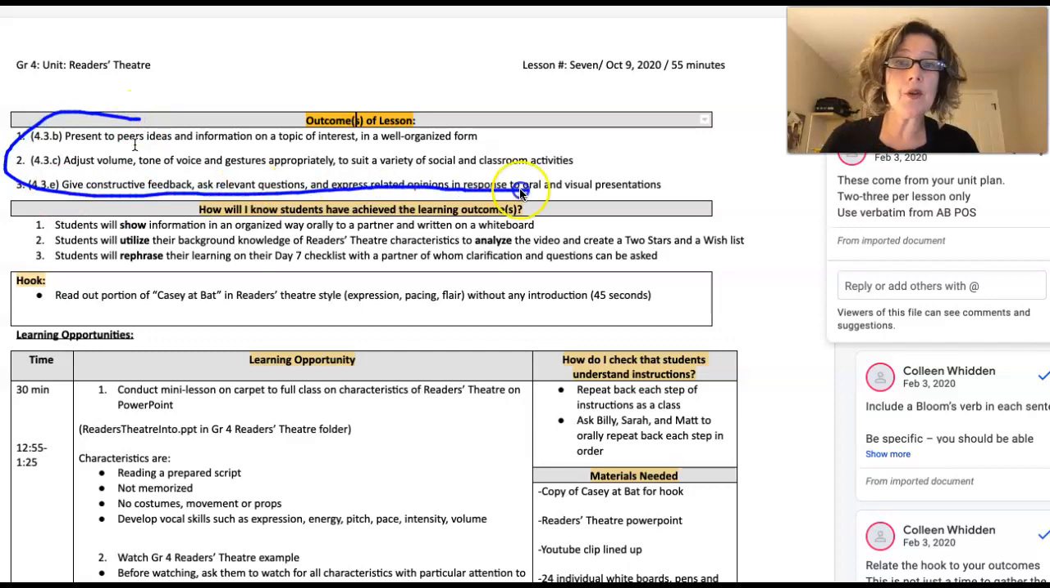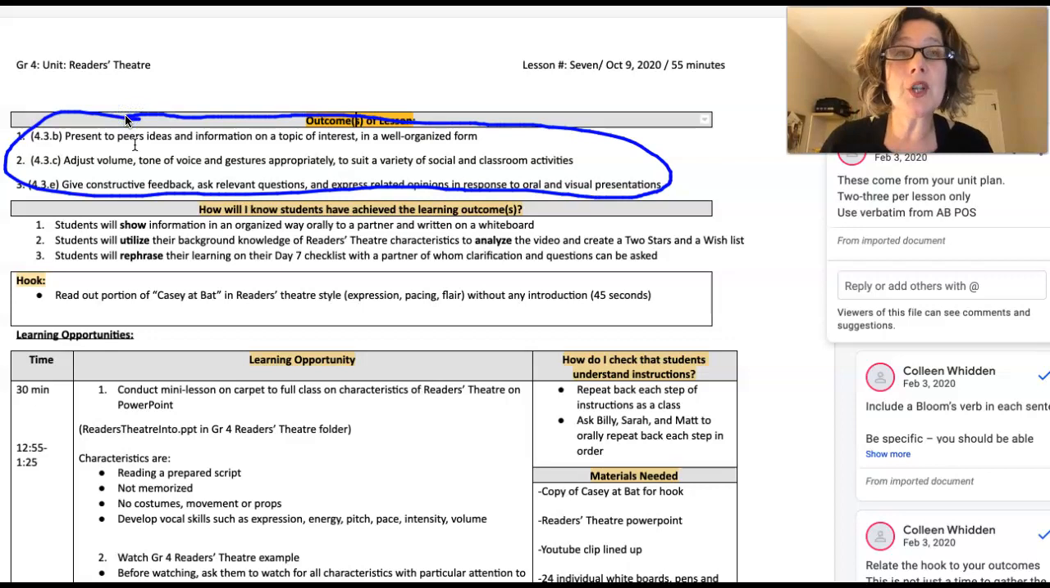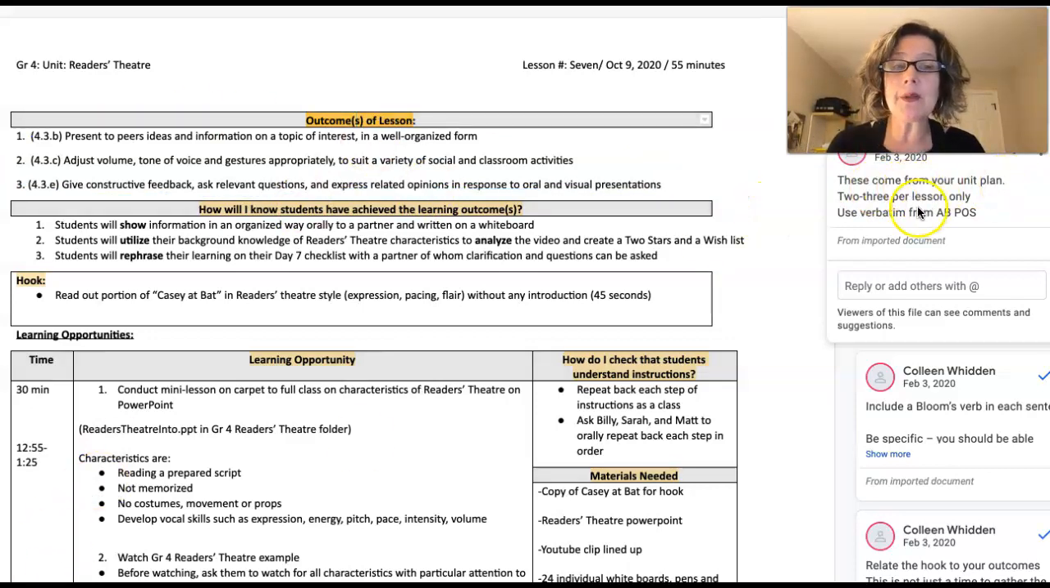These are from your unit plan, which are ultimately from your year plan, right? So again, you're not making up objectives. That year plan comes down to the unit plan, comes down to the lesson plan. Generally, you want to have 2 to 3. So I think I wrote that over here on the side. These come from your unit plan, 2 to 3 per lesson. Use verbatim, copy straight from the Alberta Program of Studies. Don't mess around with them here.